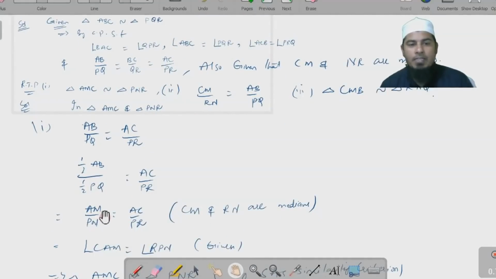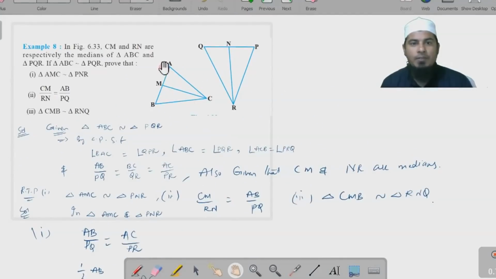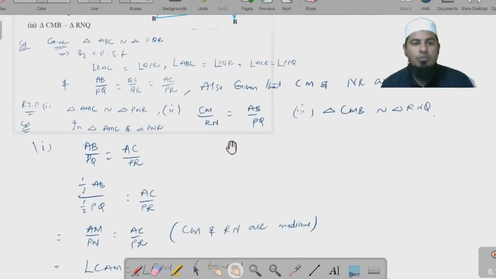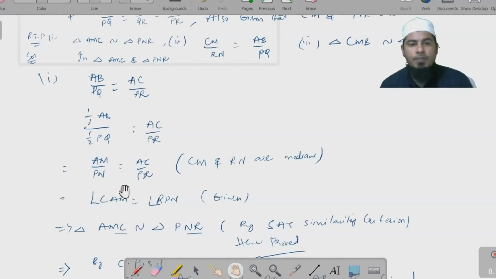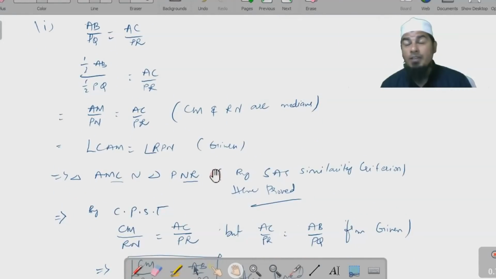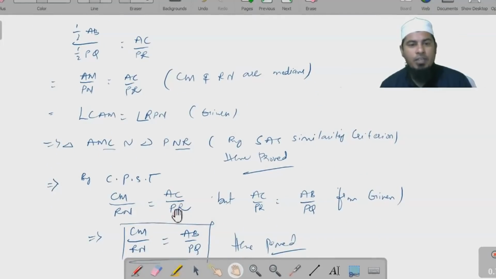Half AB is AM, half PQ is PN, if you keenly observe. Half AB is AM, half PQ is PN. So this ratio we got from that. Angle CAM is equal to angle RPN, already given. That's why these two triangles are similar by the SAS similarity criterion. By CPCT we can write this ratio from this.